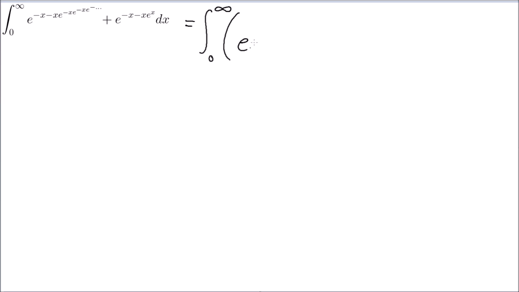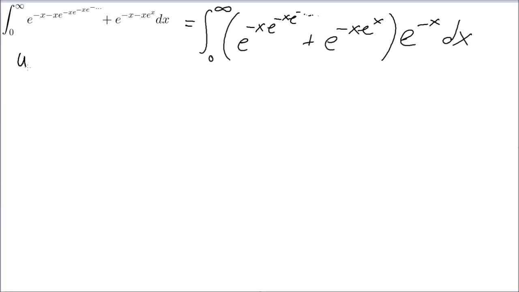Okay, so we have like e to the x, xe, and then whatever it continues on. And then here we have e to the negative x, e to the x. And we factored out negative x, so e to the negative x dx. Let's let u, we're just experimenting, right? Let's let u equal negative e to the negative x.